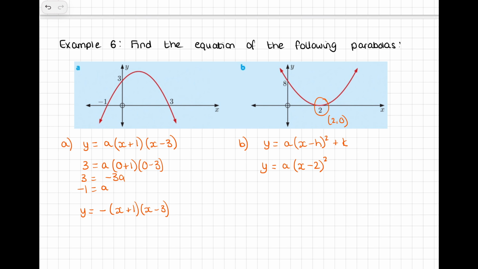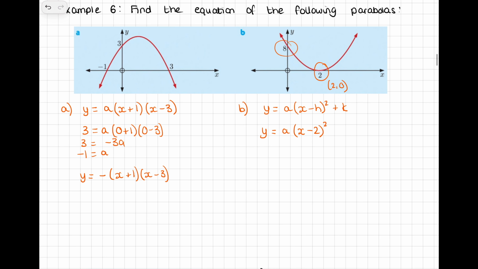Once again, though, we need to find the a, and we have another y-intercept at 8, 0, so we can sub that in. So 8 equals a, 0 minus 2 all squared, which makes us have 8 equals, minus 2 squared is 4, 4a, so 2 equals a. Sub that back into the equation, and we'll have y equals 2, x minus 2 all squared.